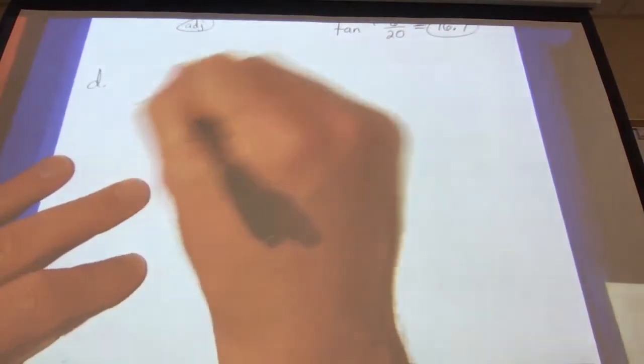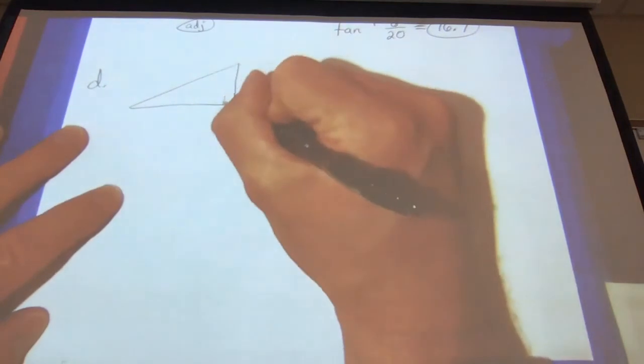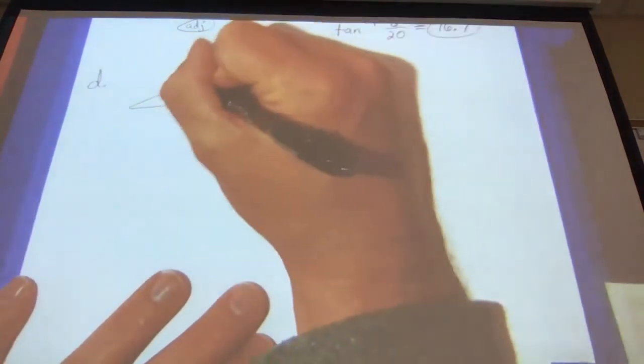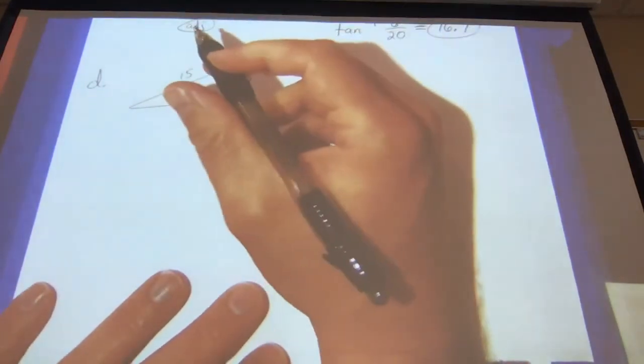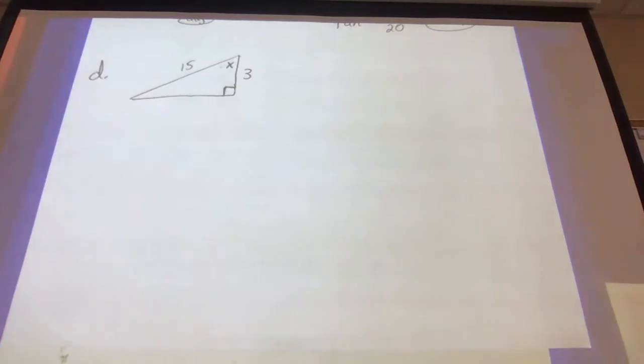I'm not sure how many you're going to need to see today because this is pretty much what we've already done. We're just adding that one extra step on the end. This time our right triangle is going to have sides of 3 and 15. The angle we're looking for is x.